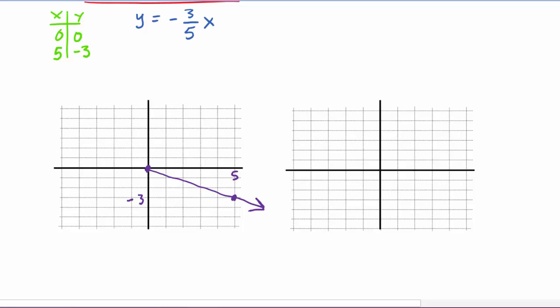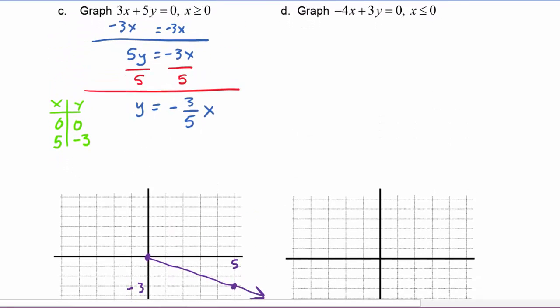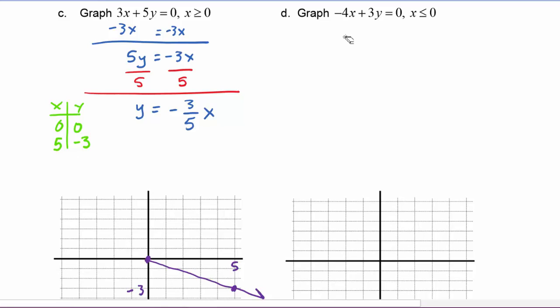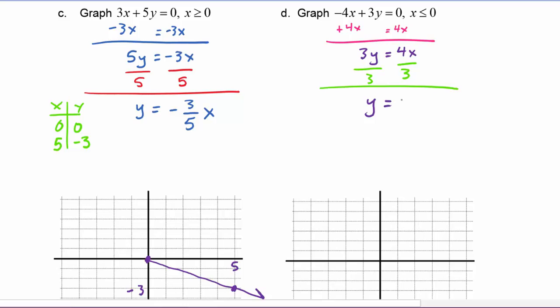In example D, once again, we can see we've got the equation of a line followed by a restriction on the domain, which turns that line into a ray. So let's solve for y. This time we'll add 4x to both sides. And now we have 3y is equal to 4x. So we're going to divide by 3 on both sides. And now we have y is equal to 4/3 x.